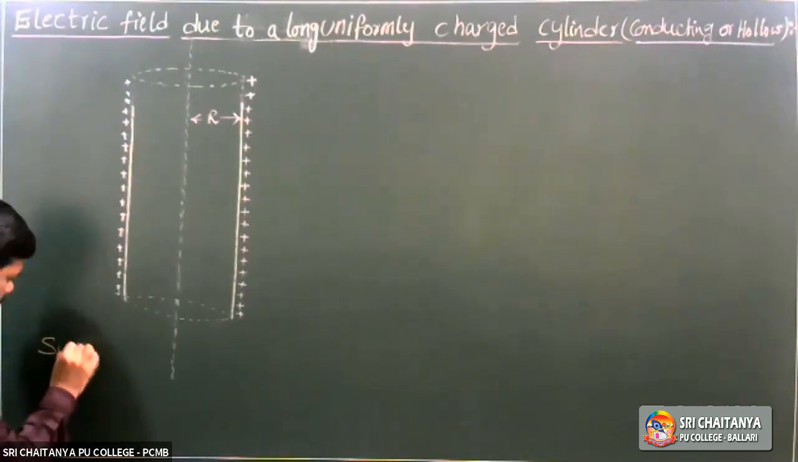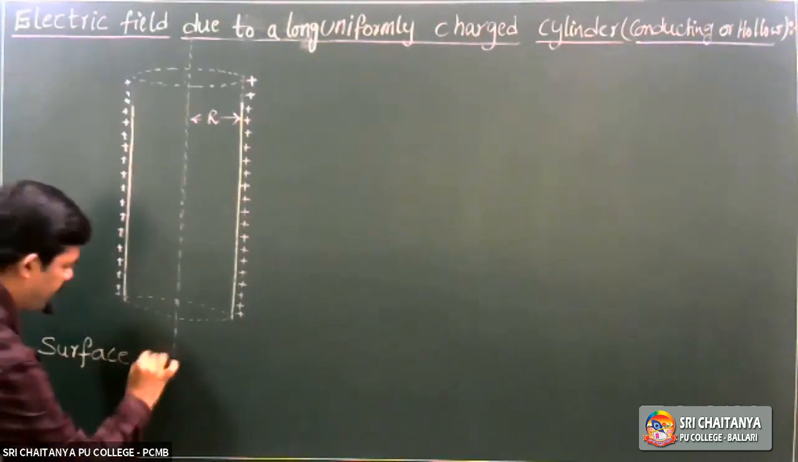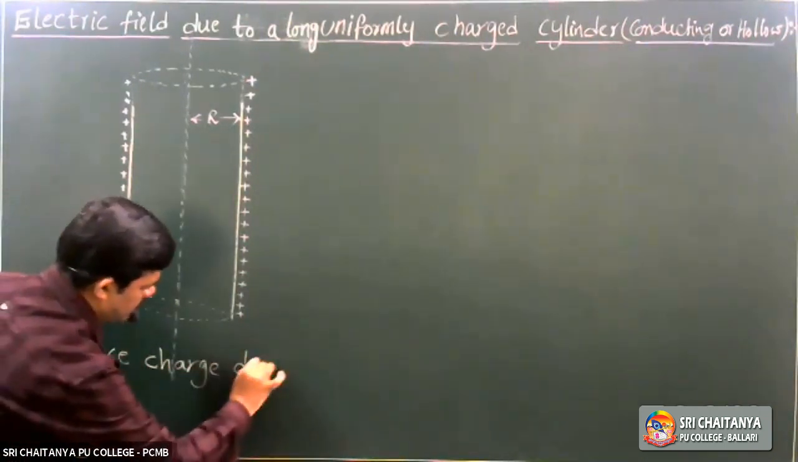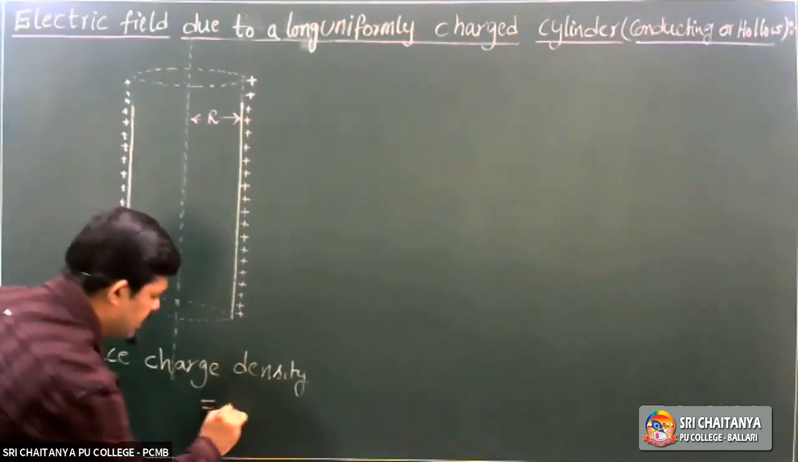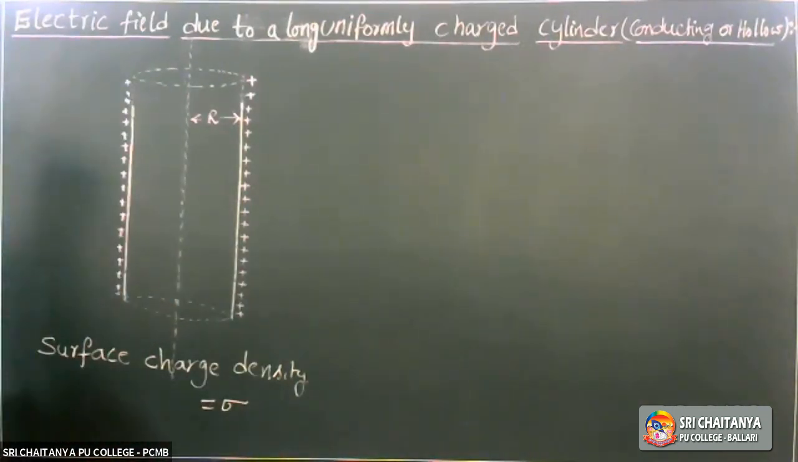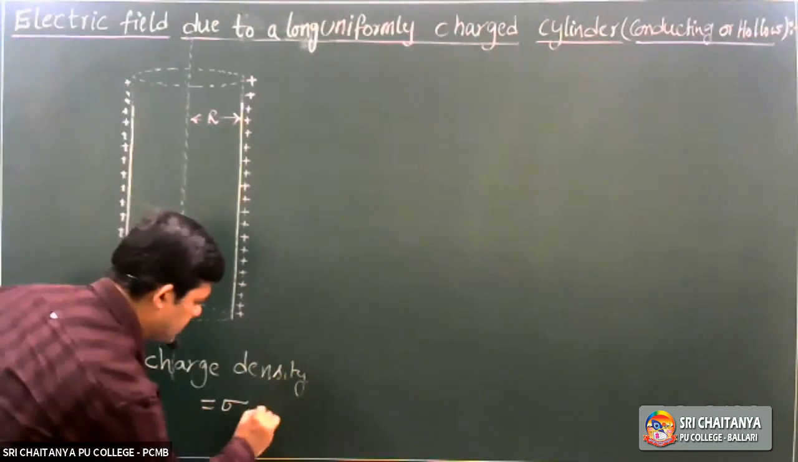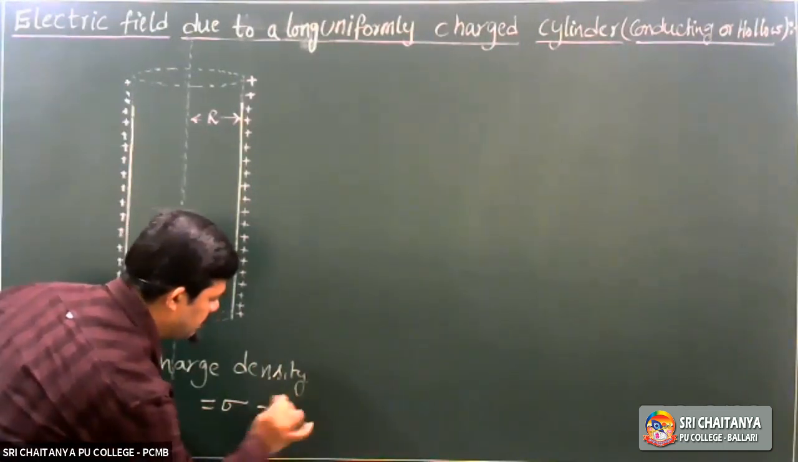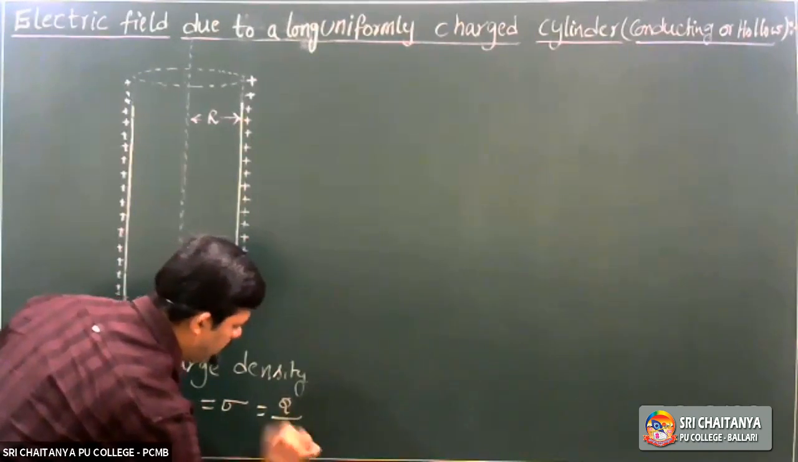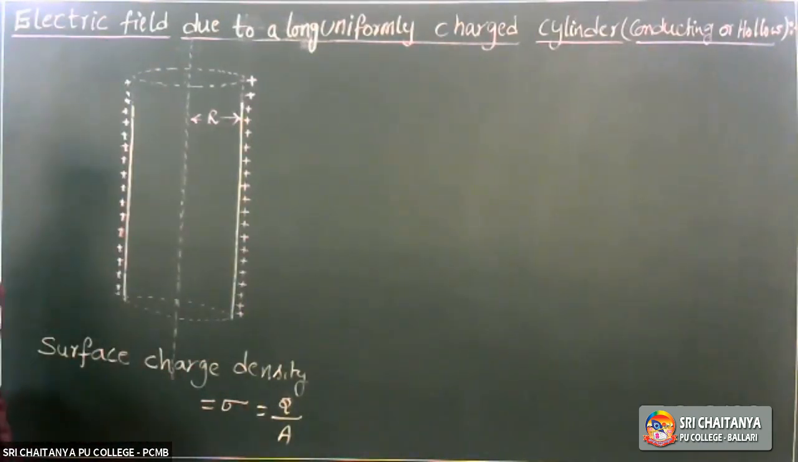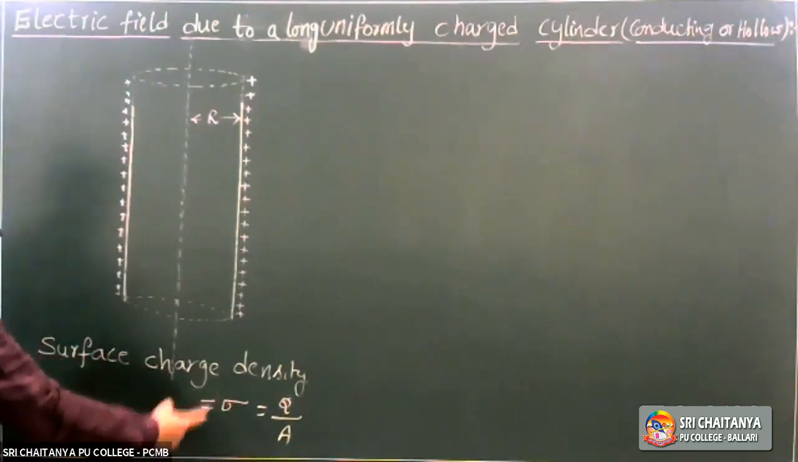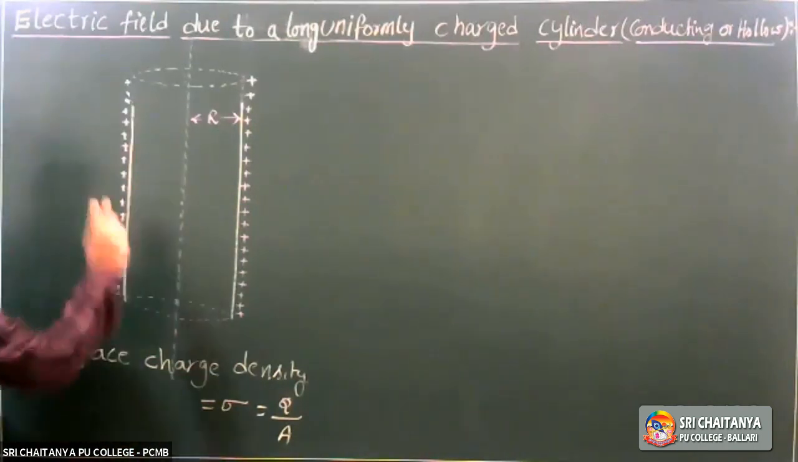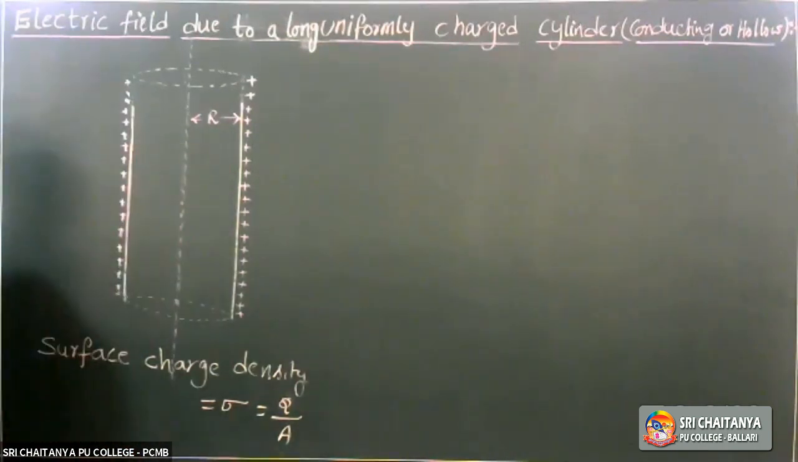So for this cylinder, the surface charge density is sigma. We know the formula: surface charge density is charge by area. Yesterday we discussed, right? So for this cylinder, they give the surface charge density as sigma. Due to this cylinder, at some point, what is the electric field?